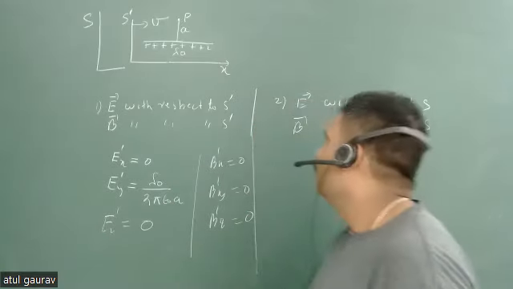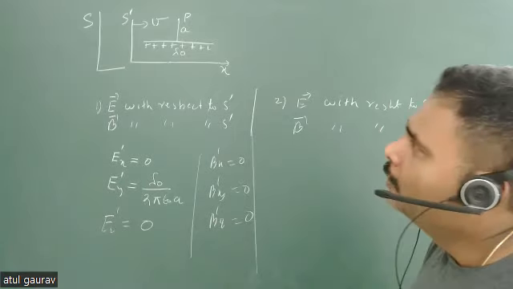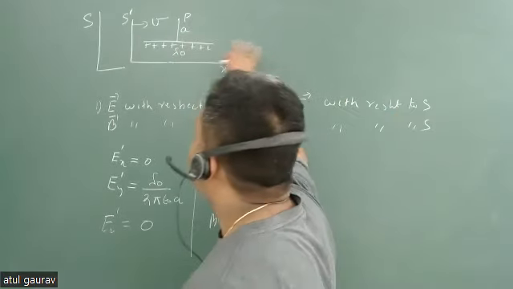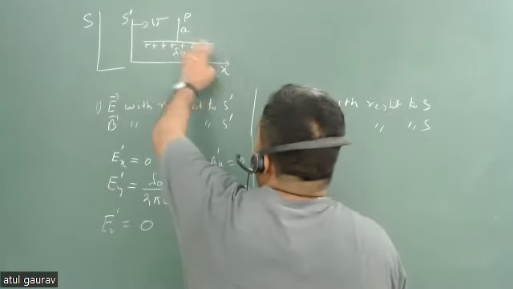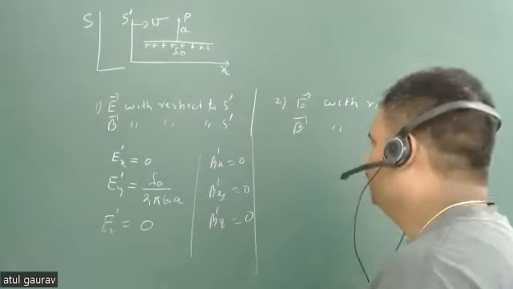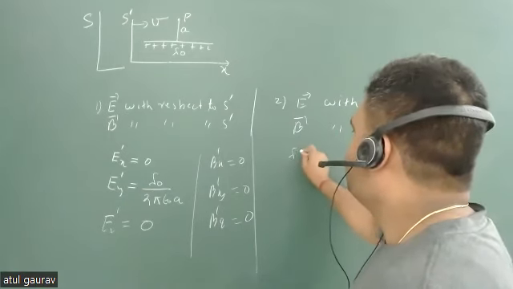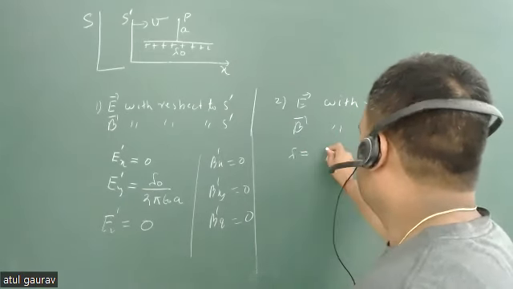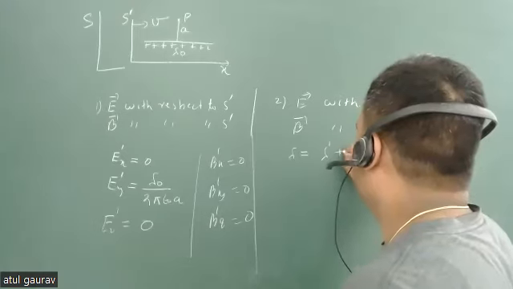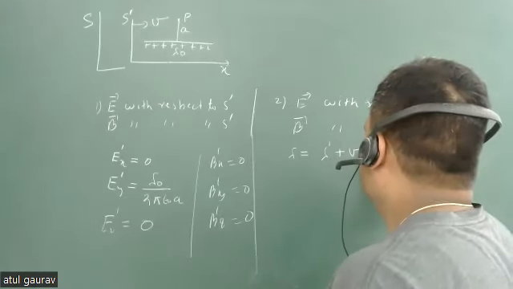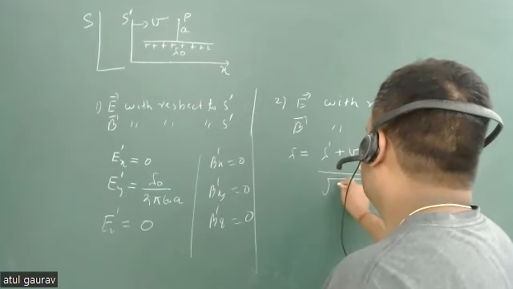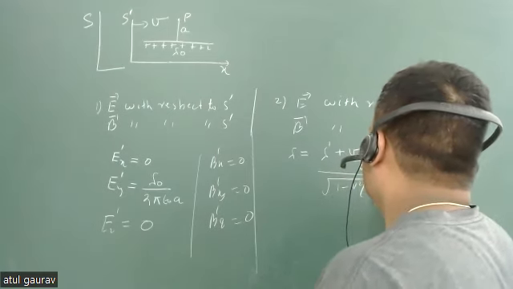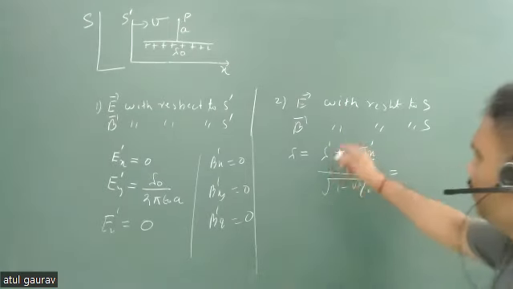Let's try to go for with respect to S. So with respect to S, this charge is going to move with velocity v. Then what will be the charge density? Lambda is equal to lambda dash plus v jx dash upon c square, divided by the square root of 1 minus v square upon c square. What is your lambda dash?